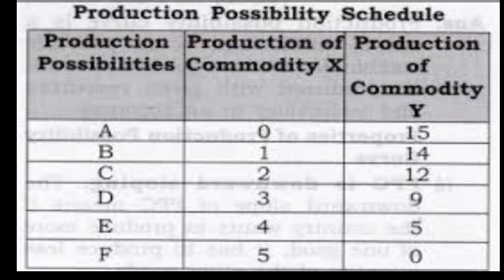So we can see the possibilities in the table. Here the possibilities are given from A to F, that is possibility A, B, C, D, E, F. From the possibilities, the combinations of production of commodity X and commodity Y. In the initial stage, the production of commodity X is 0, and the production of commodity Y is 15. Here we can see the commodity X is in increasing order, the commodity Y is in diminishing order. So it is sacrificing from one to another.